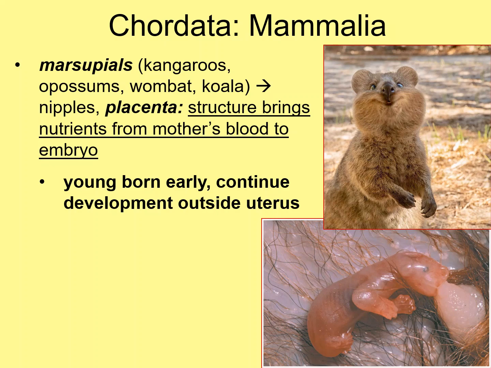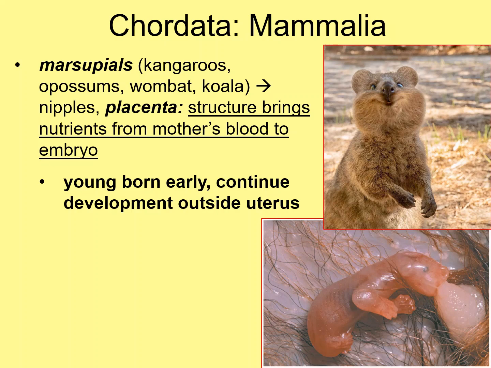You can see the eyes are barely formed. The ears are still really not. The front limbs are decently established. The back limbs are fused together. It's just really kind of a mess still. Very, very early embryonic stage. And so the rest of the development is going to happen outside of the uterus.